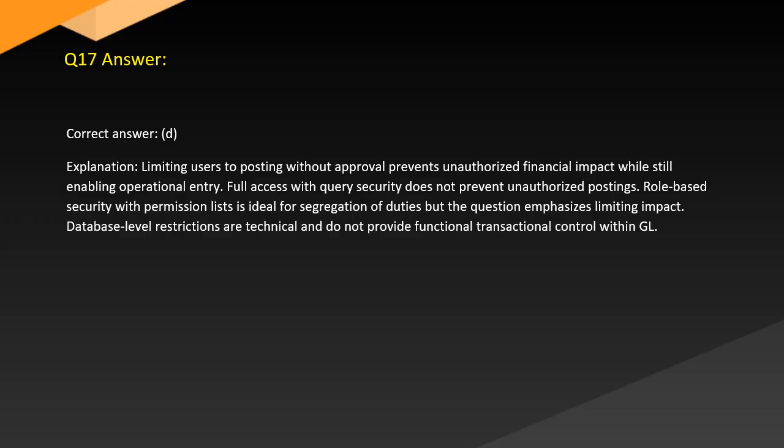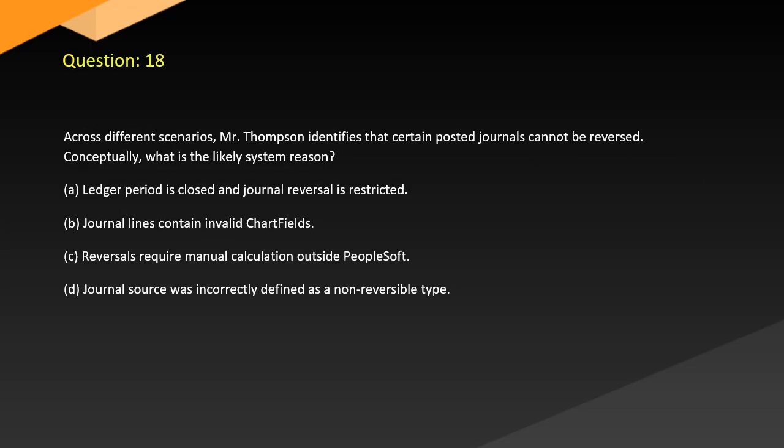Full access with query security does not prevent unauthorized postings. Role-based security with permission lists is ideal for segregation of duties, but the question emphasizes limiting impact. Database-level restrictions are technical and do not provide functional transactional control within. Question 18. Across different scenarios, Ista Thompson identifies that certain posted journals cannot be reversed. Conceptually, what is the likely system reason?